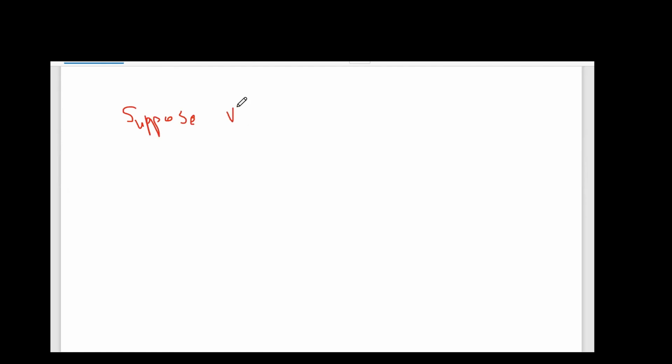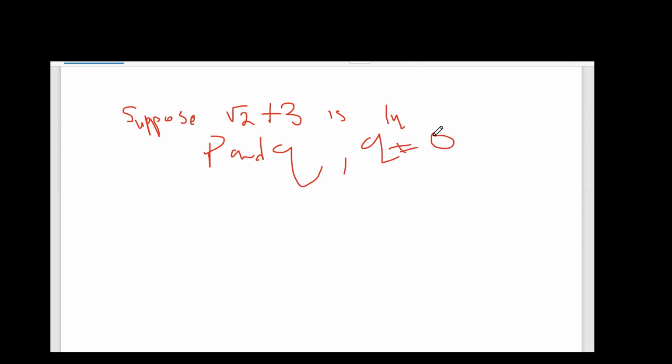So suppose the root of 2 plus 3 is irrational. If this guy here is irrational, when you're answering, you should be writing whatever I'm saying. So suppose root of 2 plus 3 is irrational, then there exist 2 numbers, P and Q. You can also use A and B, B and C, whatever letter you are comfortable with. Then there exist 2 numbers P and Q, where Q is not equal to 0, and P is being divided by Q.